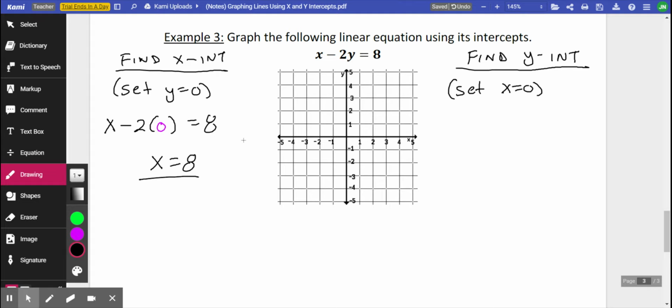Oh, no, I screwed up, huh? Oh, no, I didn't. No, I didn't. Just kidding. Okay, so set x equal to 0.